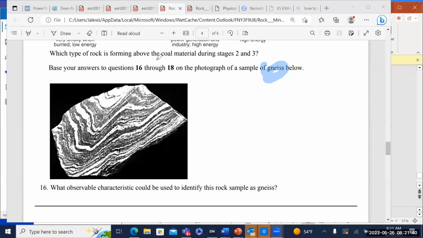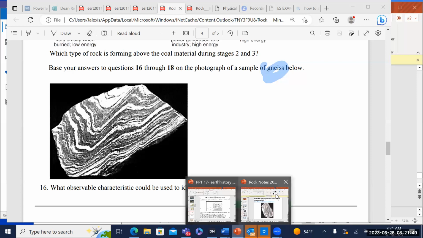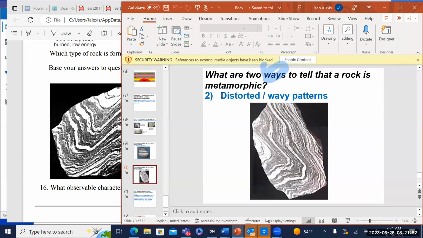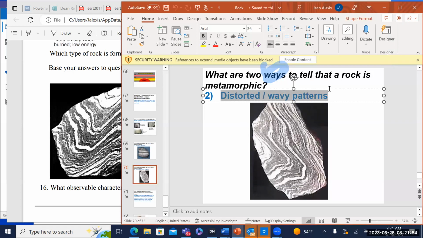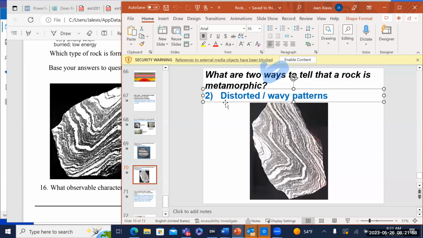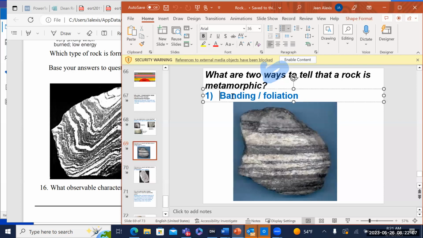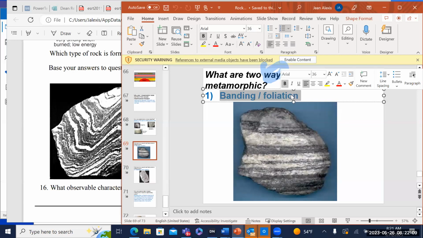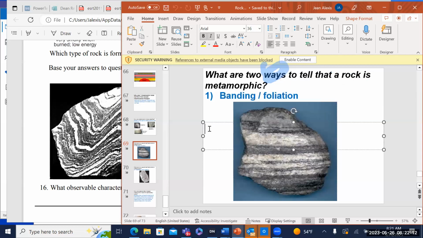One of the first things you could have mentioned is the layers, as we added in our notes. If you said that the rock has distorted or wavy patterns, that would be accepted. If you said that there is banding and foliation on the rock, that would also be accepted.